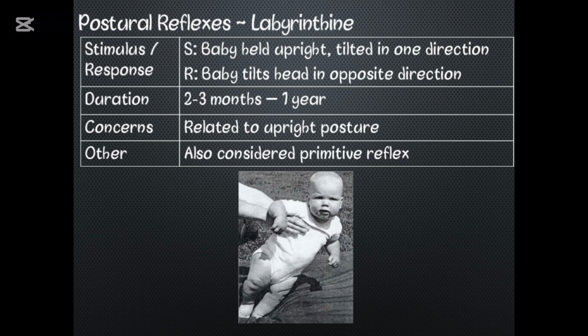Now, the next reflex that we have is the labyrinthine reflex. When the baby is held upright and tilted in one direction, then the head of the baby, as a response, tilts in the opposite direction. Now, duration is from 2 to 3 months to 1 year, and this is related to upright posture. It is also considered a primitive reflex.